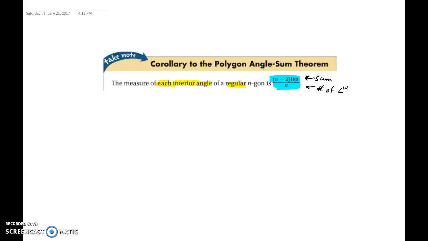Now, if I just said find the sum of the angles of a regular polygon, then you don't divide by n. This is where a lot of people make mistakes on this. It's not that difficult. It's just people don't pay attention to the directions. It might say find the sum, and they'll find the individual angle. Or it'll say find the individual angle, and they'll only find the sum. So make sure you're paying attention to what the directions are asking for.